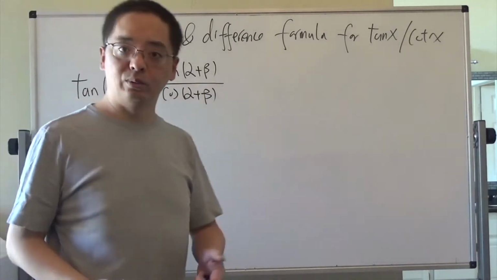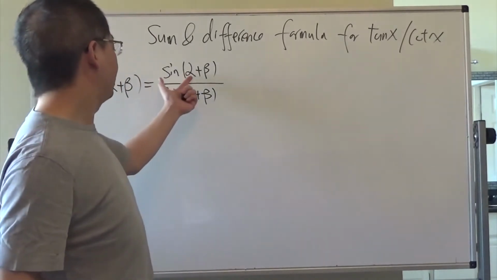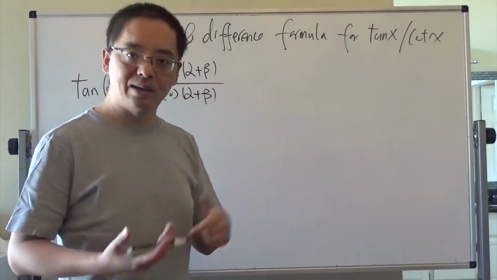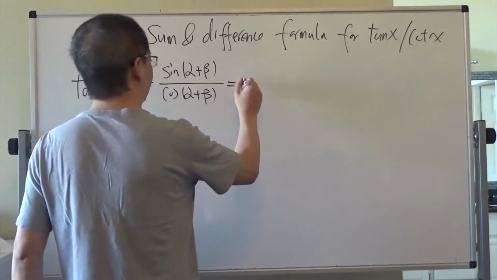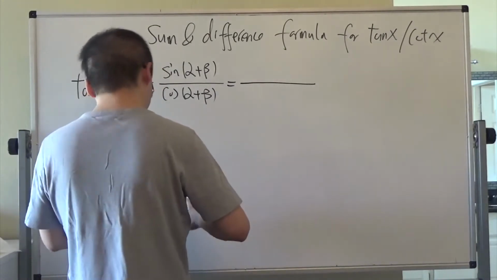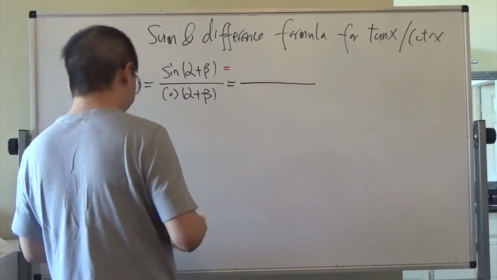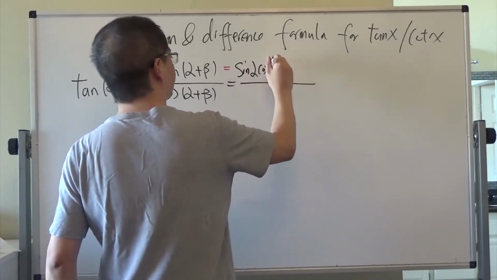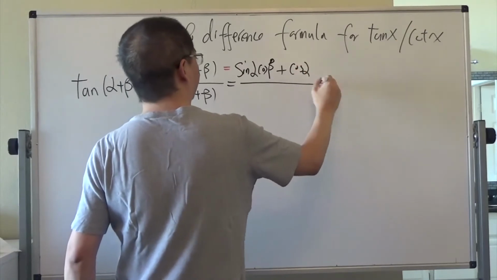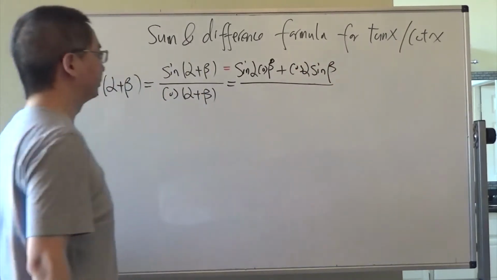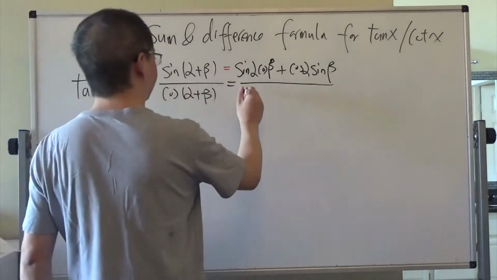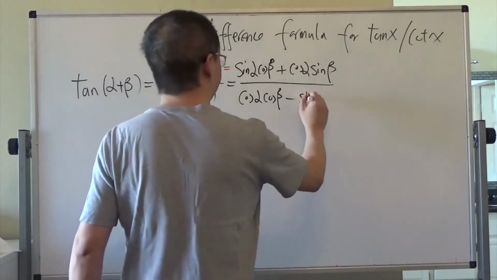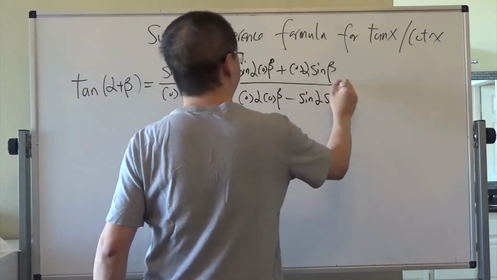Now for sine and cosine, we have the sum formulas, so you can write sine of alpha plus beta and cosine of alpha plus beta in terms of sine alpha, sine beta, cosine alpha, and cosine beta. So this equals: sine of alpha plus beta is sine alpha cosine beta plus cosine alpha times sine beta, and cosine of alpha plus beta is cosine alpha cosine beta minus sine alpha times sine beta.